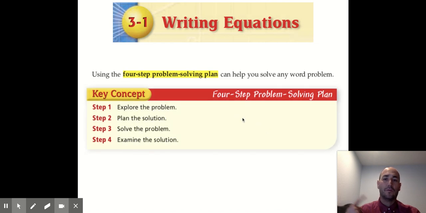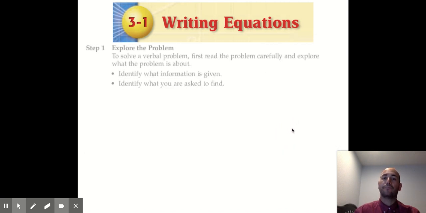So there are 4 steps. The first step is exploring the problem. Second step is planning the solution. Step 3 is solving the problem. And step 4 is examining the solution. A lot of times people want to just go straight to the answer, and sometimes it takes a few more steps. So that's what we're going to take a look at.